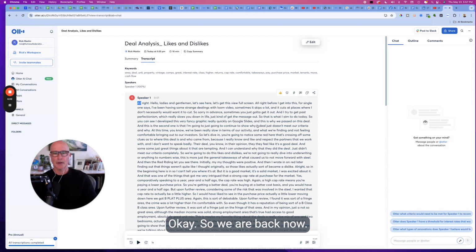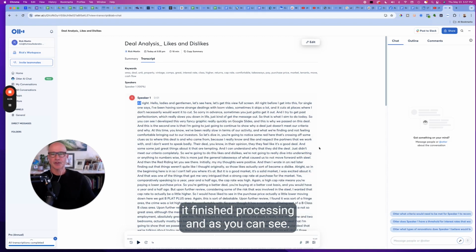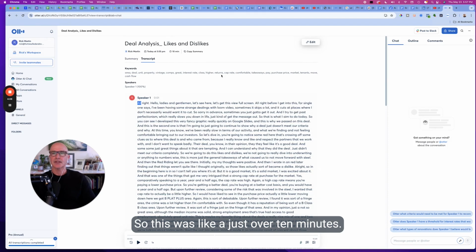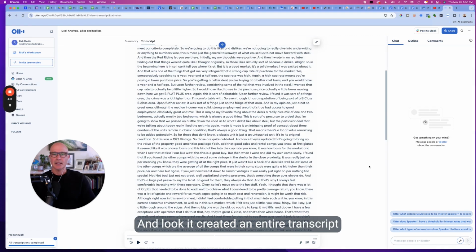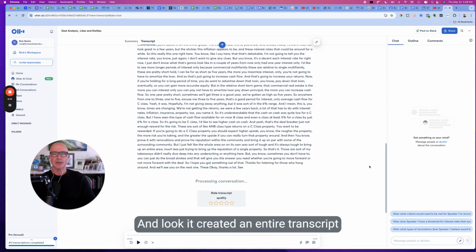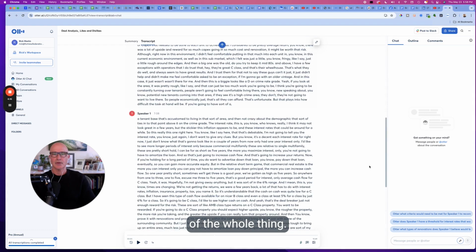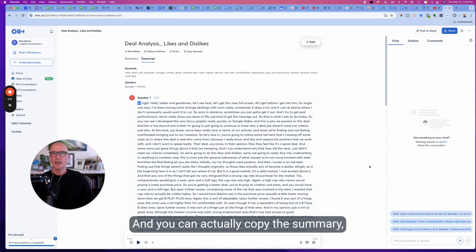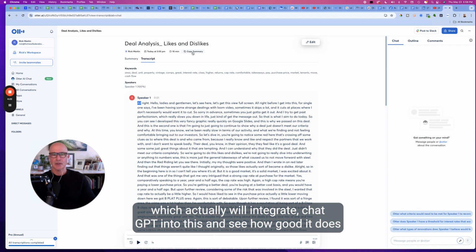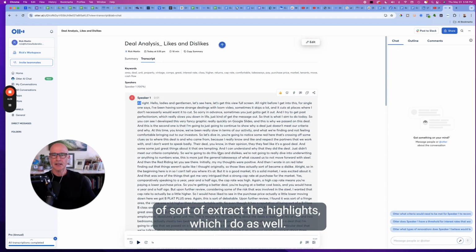Okay, so we are back now. It finished processing. As you can see, this was just over 10 minutes, and it created an entire transcript of the whole thing. You can also copy the summary, which integrates ChatGPT, and see how good it does of extracting the highlights, which I use as well.